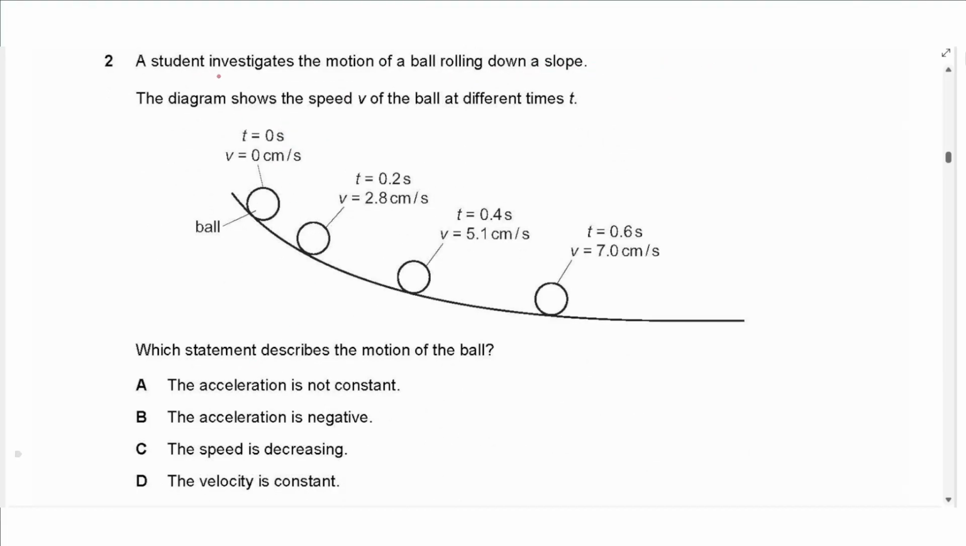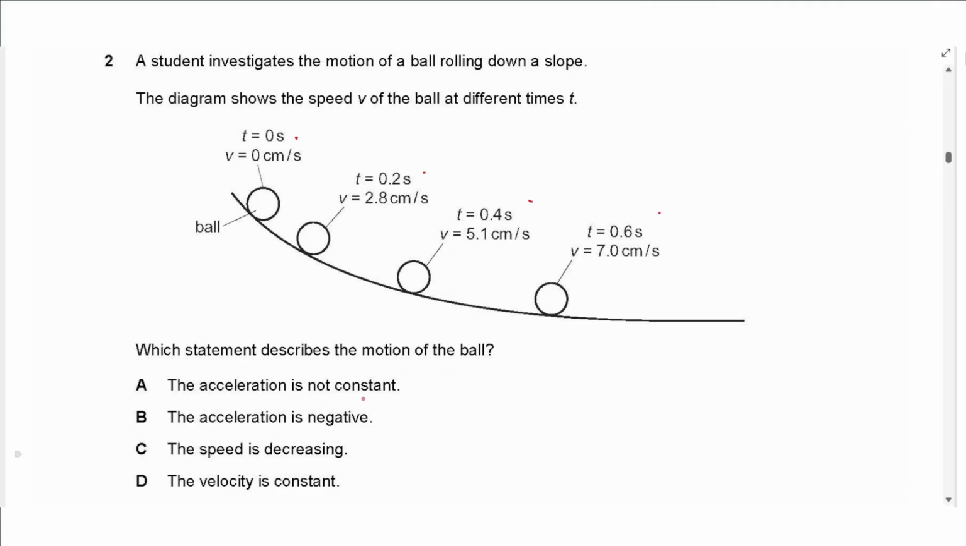Question 2 says a student investigates the motion of a ball rolling down a slope. The diagram shows the speed v of the ball at different times t. So we have 0, 0.2 seconds, 0.4 seconds, 0.6 seconds. That is a step of 0.2 seconds every time. The first time it increased from 0 to 2.8, the second time from 2.8 to 5.1, the third time from 5.1 to 7, and it asks which statement describes the motion of the ball.